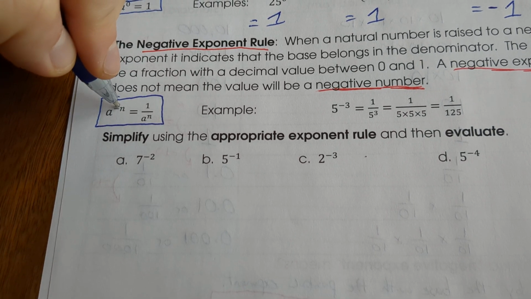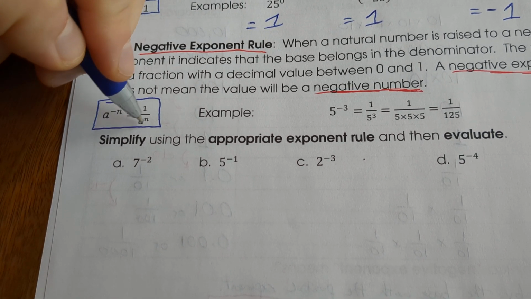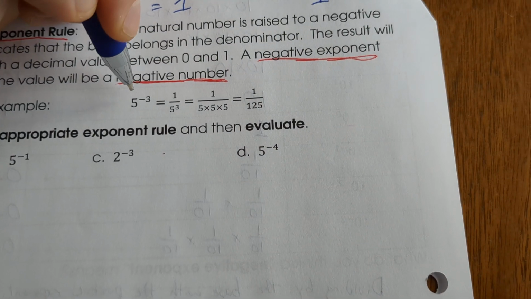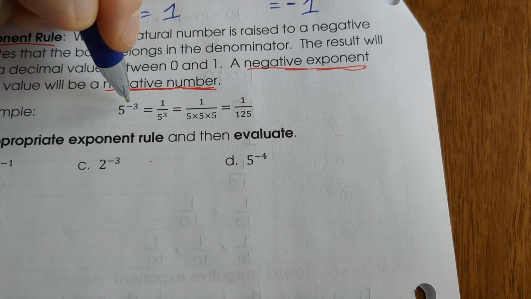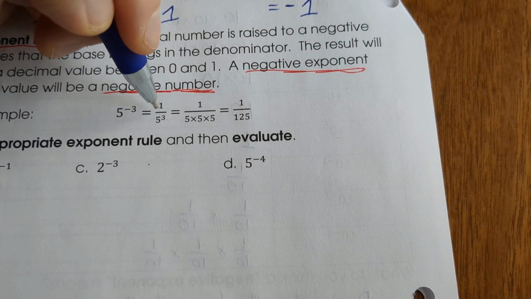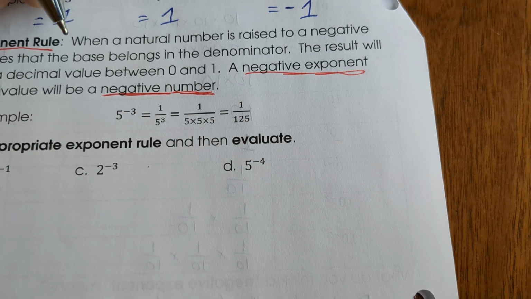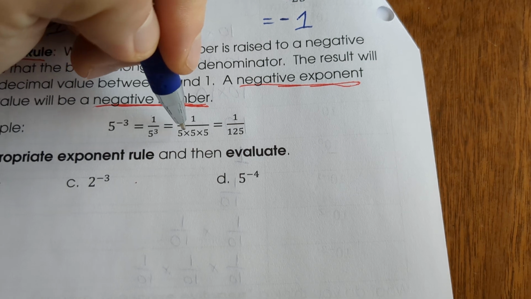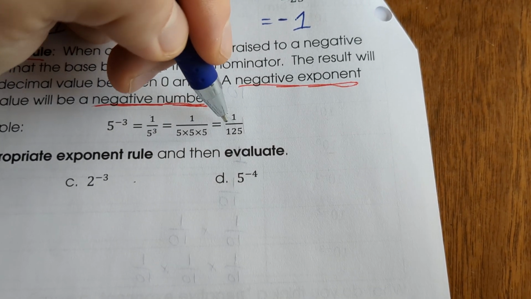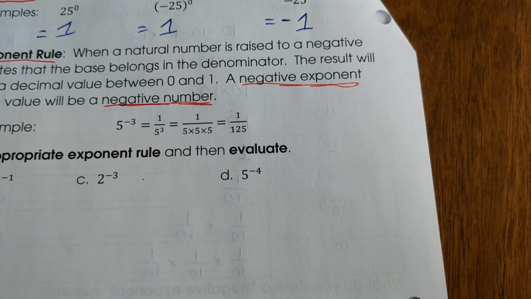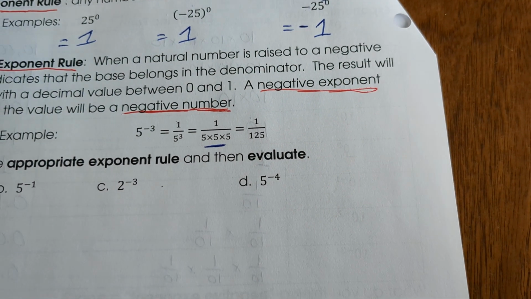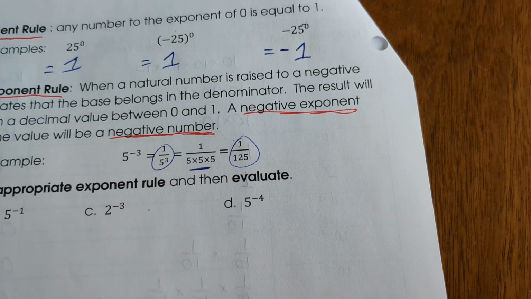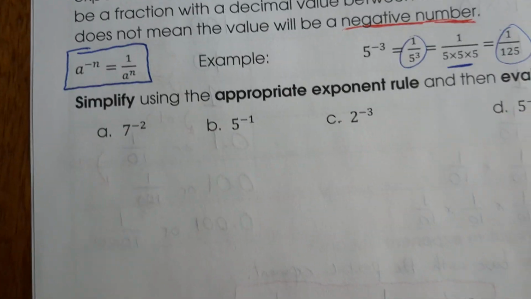So this is your official formula. Anything with a negative exponent, you're going to put it in the denominator and you're going to make the exponent positive. Okay? So as an example, 5 to the negative 3, we put this in the denominator, so 1 divided by this, but we make the exponent positive. This is the same as 1 divided by 5 times 5 times 5, which is the same as 1 divided by 125. Okay? You don't have to show this step every time, but you should show this step and this step. Okay? So let's take a look at some examples here.